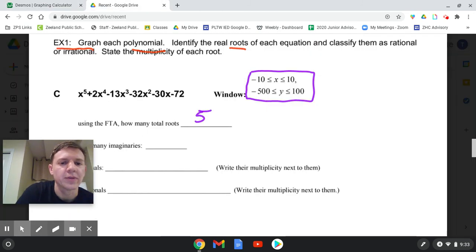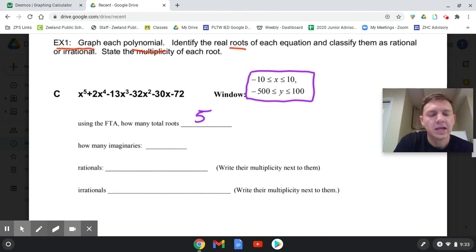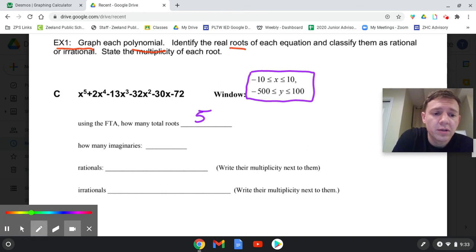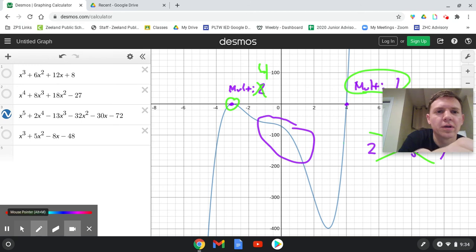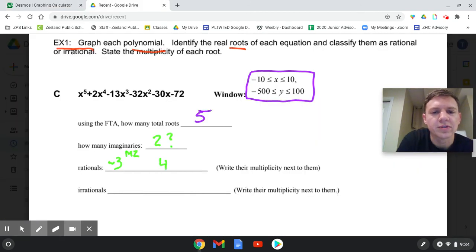So let's go back to this. How many of those were imaginary? Well, okay, it could be 2. And if that's the case, we would have 3 rational roots. We'd have 1 at -3 with a multiplicity of 2. I'm going to just write M2 up here for multiplicity. We'd have 1 at, where was it? 4, positive 4, with a multiplicity of 1. Okay. No irrationals.